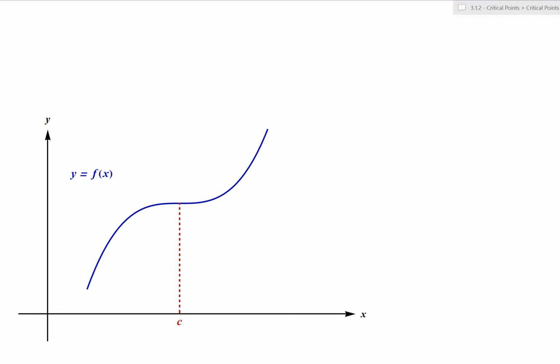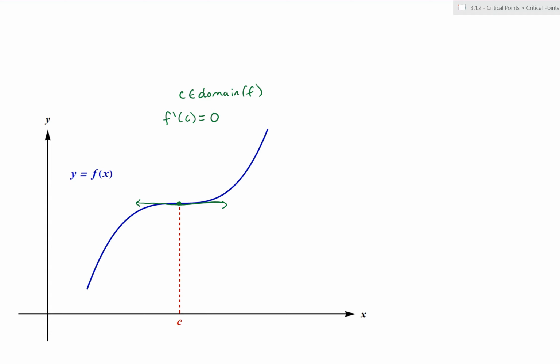Here's a function, kind of looks like a cubic function here. And again, we can take note that c is in the domain of the function. And if you drew a tangent line at the location (c, f(c)), a little line there, straight as it can be, we notice that f prime of c is equal to 0 there, right? However, we don't have a local extreme point.